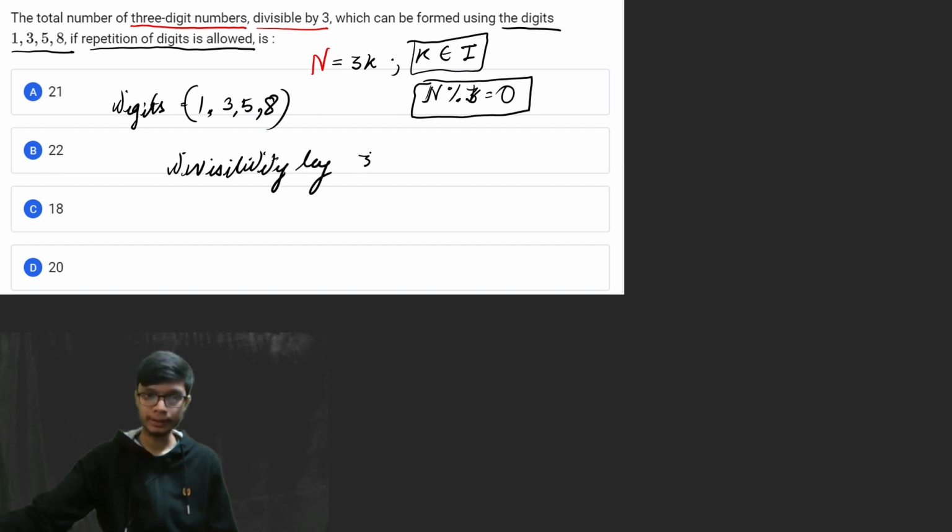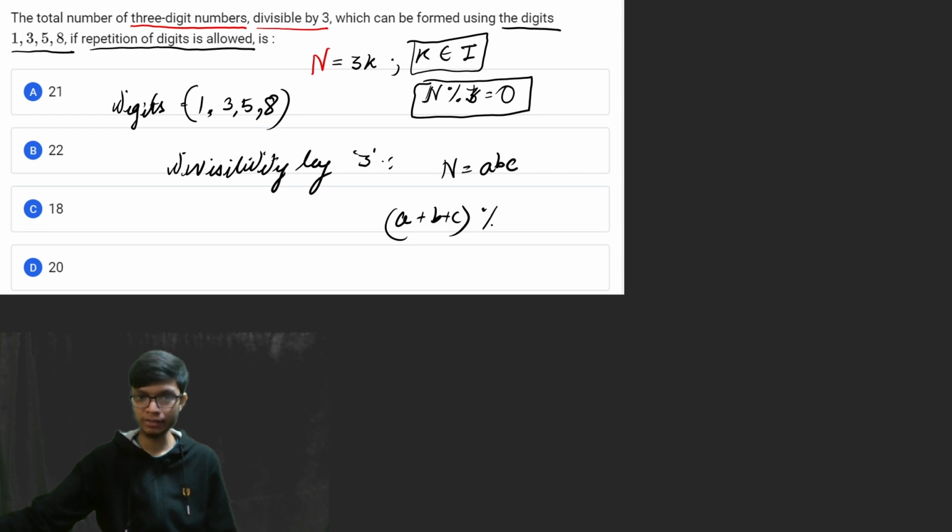Divisibility by 3. A number is divisible by 3 when the sum of all its individual digits is divisible by 3. That means, for example, if you have a number abc, where a, b and c are the corresponding digits, then if n is divisible by 3, a plus b plus c is divisible by 3.